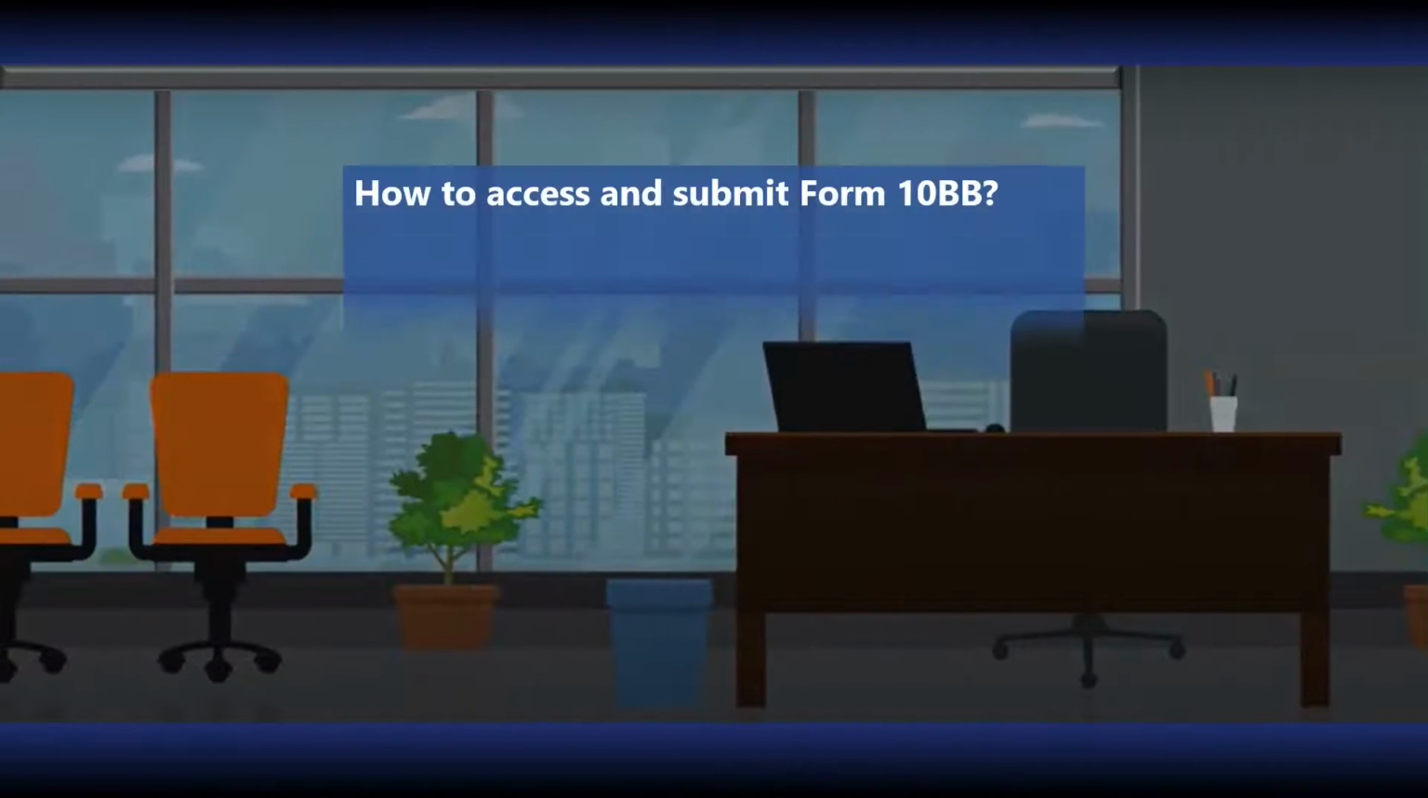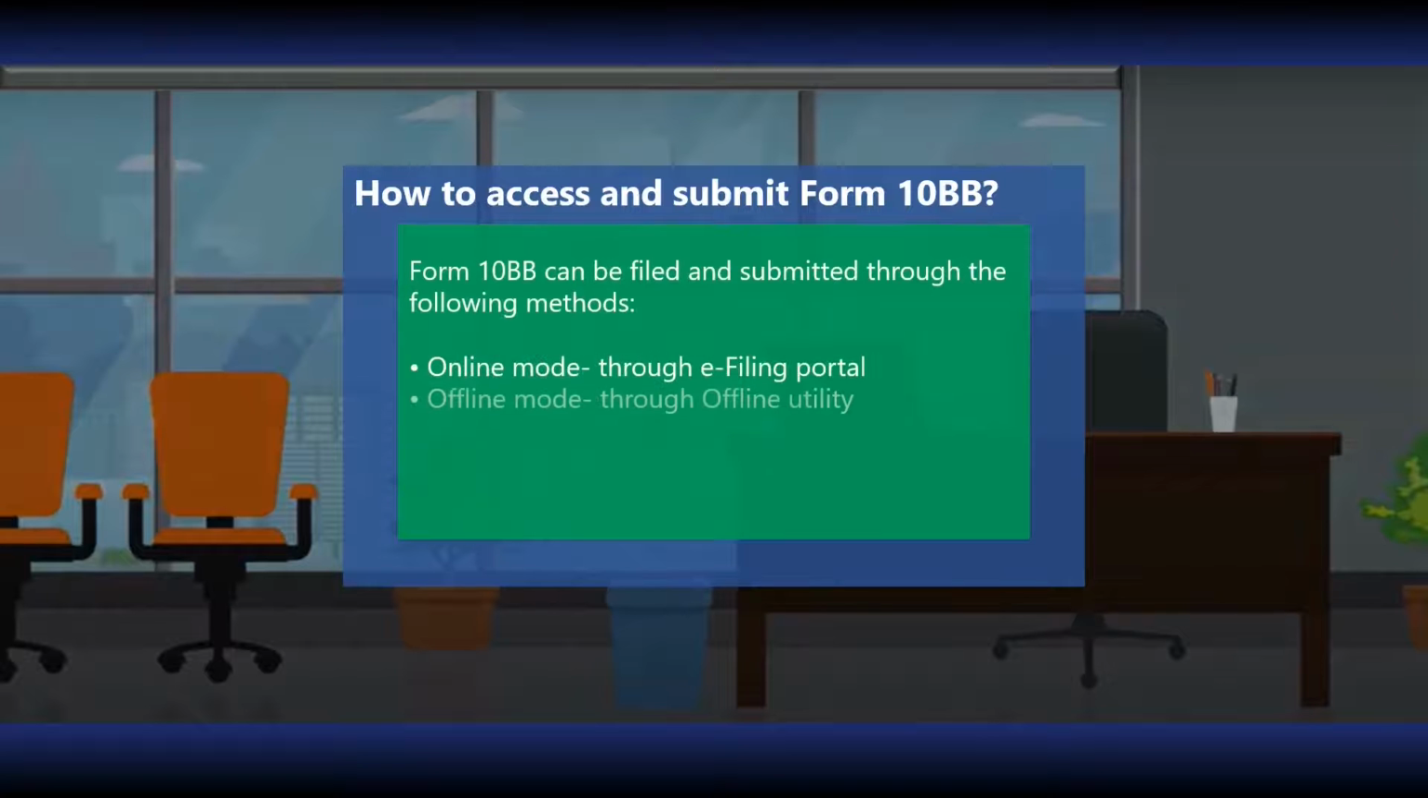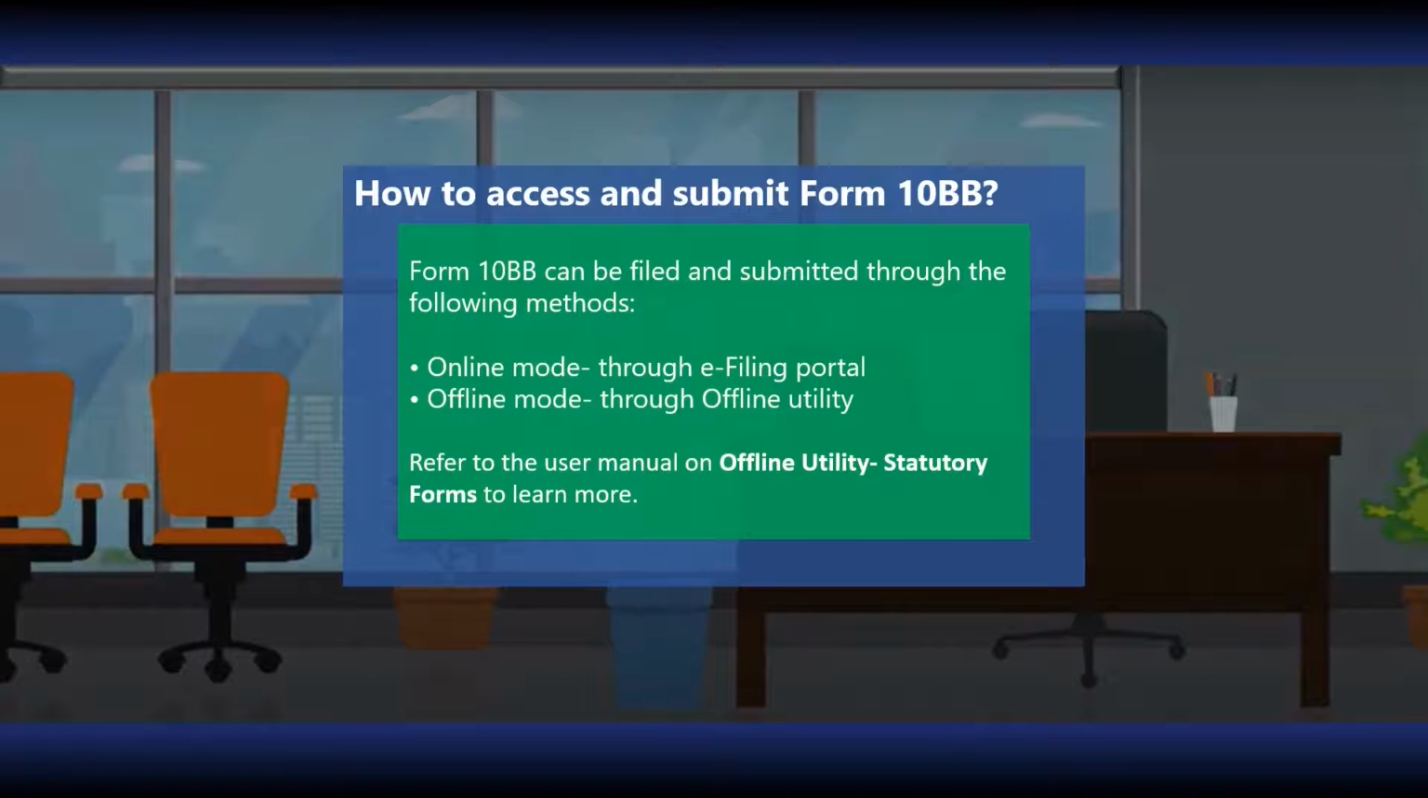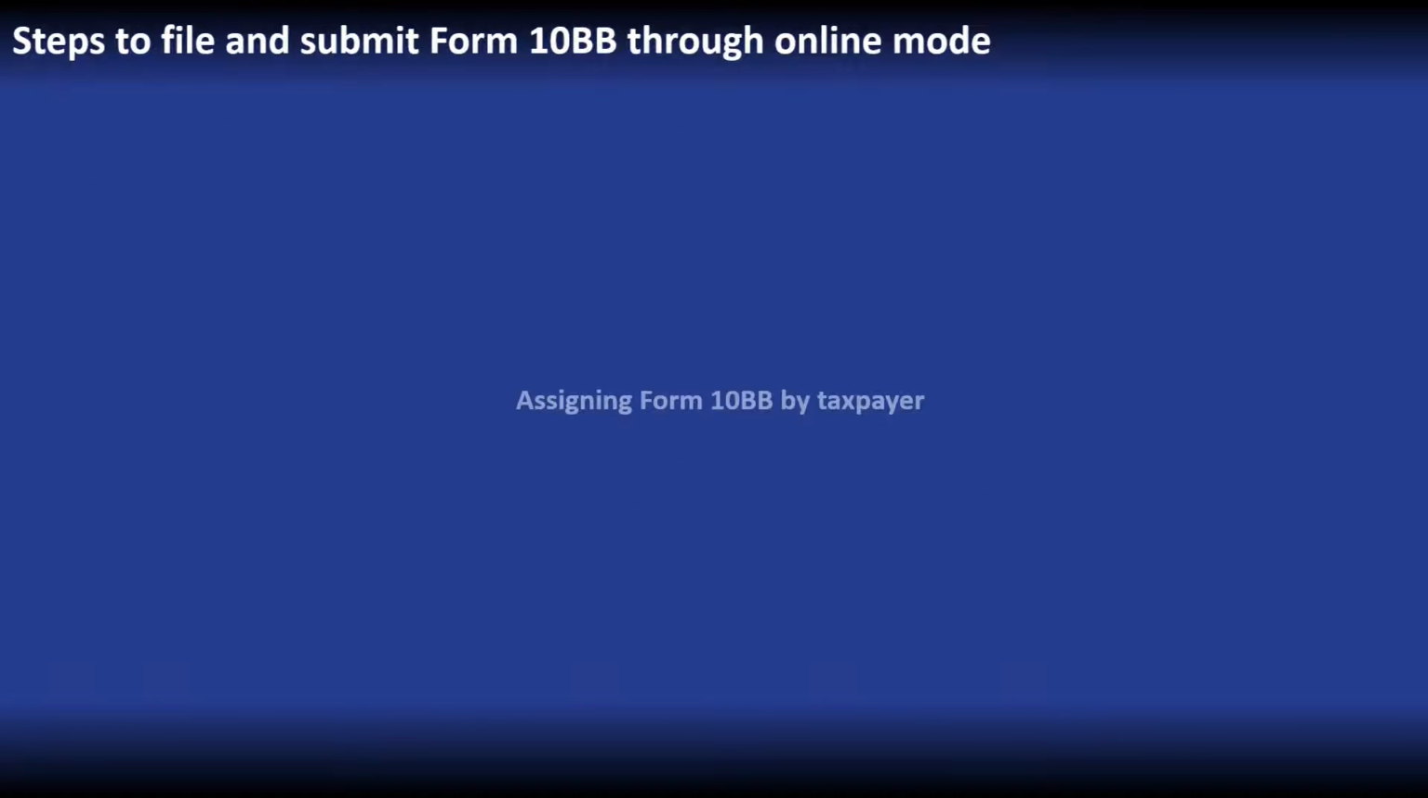Let us now see how do we access and submit Form 10BB. Form 10BB can be filed and submitted through online mode as well as through offline utility. You may refer to the user manual on offline utility statutory forms to know more. The steps to file and submit Form 10BB through online mode are: the first step is assigning a Form 10BB by the taxpayer to a chartered accountant.